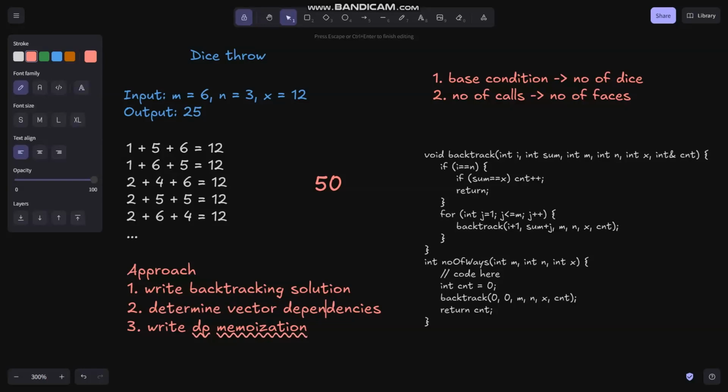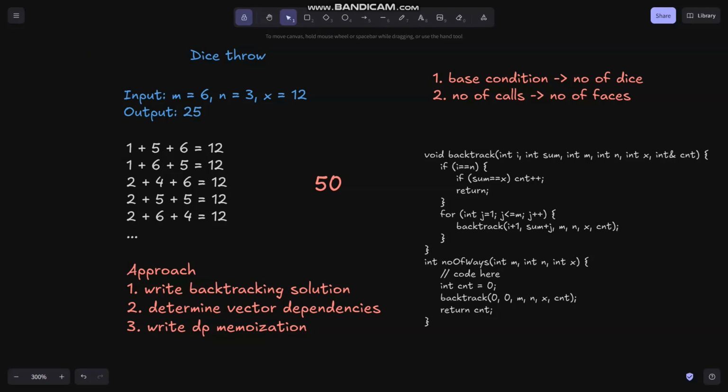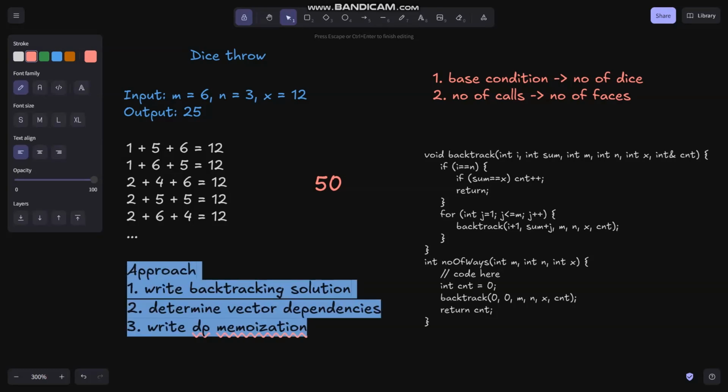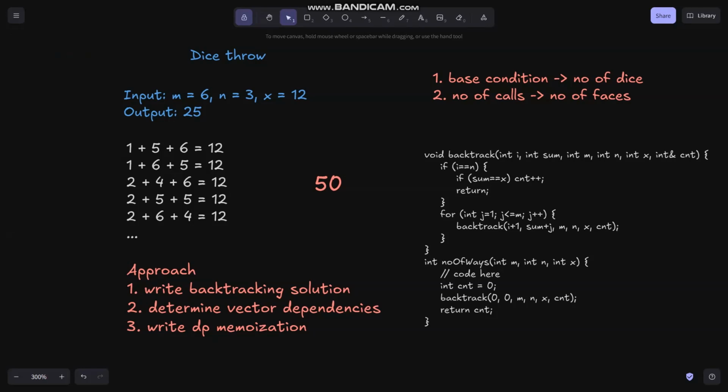That I determine what the vector is here, 1D vector or 2D vector, or even if it is a 2D vector, here we have three parameters. So should we take m and n as our 2D vector? Should we take n and x? Should we take x and m? Like what should be our 2D vector? So then I write the DP memoization approach, right? So this is my approach of writing any DP solution. So let's first write the backtracking solution.